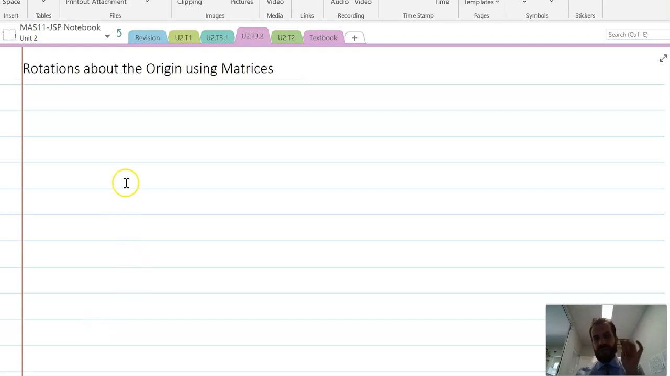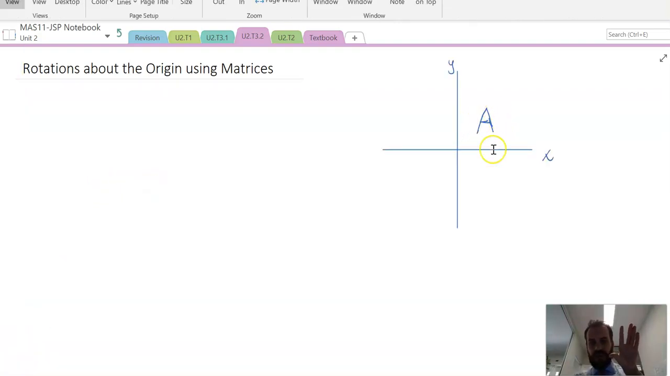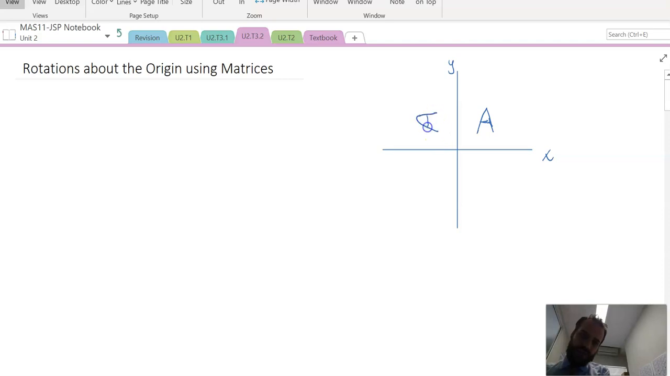Right, so we're going to be doing rotations about the origin using matrices. Just to give you a brief idea of what that looks like, I've got the letter A here sitting in quadrant one of a Cartesian plane. Now, if I were to take that and rotate it 90 degrees anti-clockwise, I'm turning my head the other way, it would end up looking something like that.